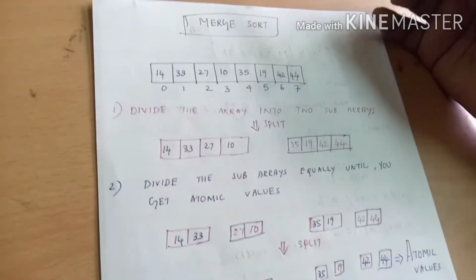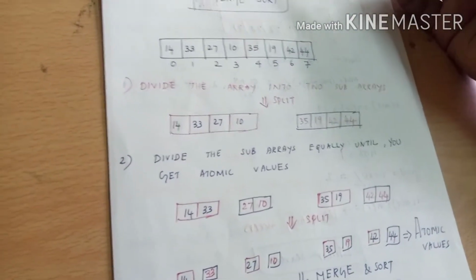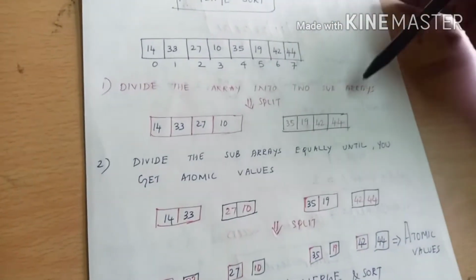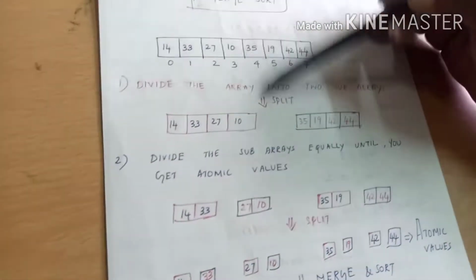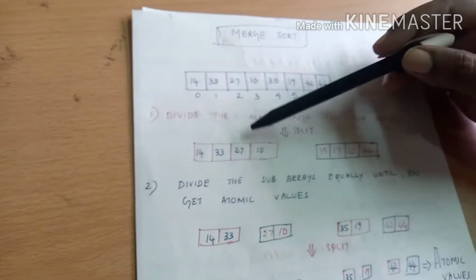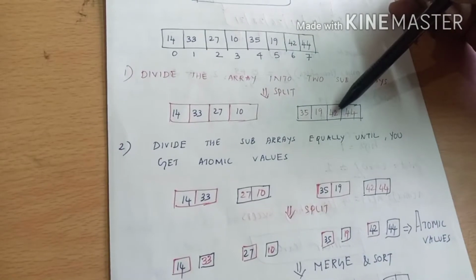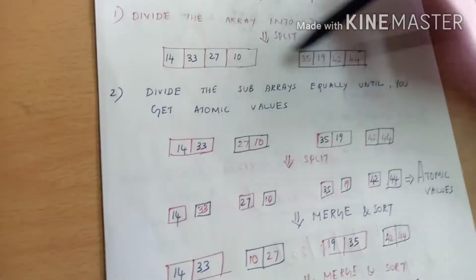As I said earlier, merge sort is an algorithm which uses the divide and conquer technique. So the first step is to divide the array into 2 subarrays. We have 8 elements, and we are going to divide them into 2 equal halves. First 4, next 4. So we have 14, 33, 27, 10 in the first half, and 35, 19, 42 and 44 in the next half. So we have divided exactly into 2 halves.